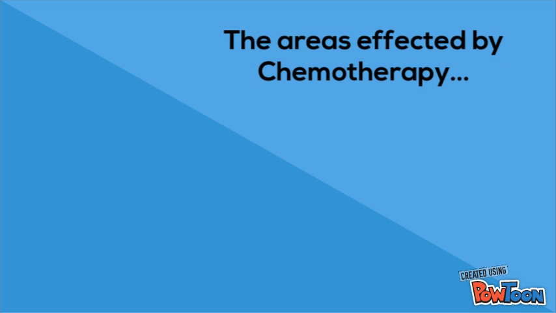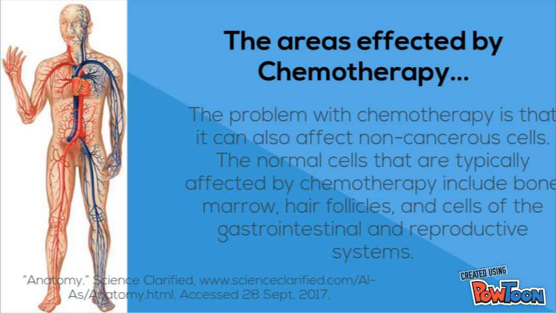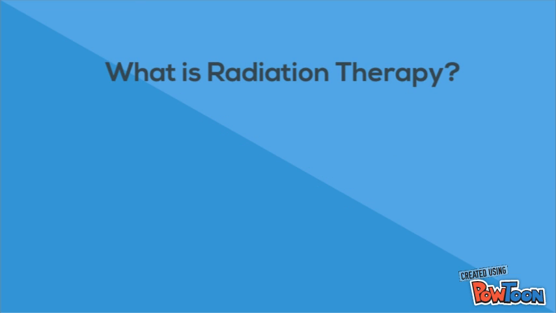The areas affected by chemotherapy. The problem with chemotherapy is that it can also affect non-cancerous cells. The normal cells that are typically affected by chemotherapy include bone marrow, hair follicles, and cells of the gastrointestinal and reproductive systems. What is radiation therapy?